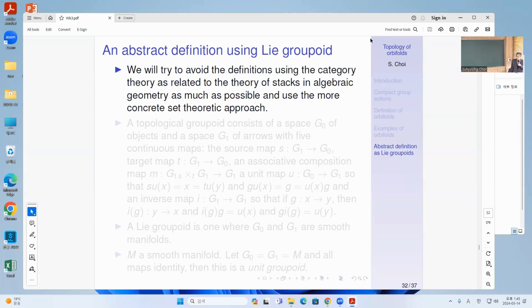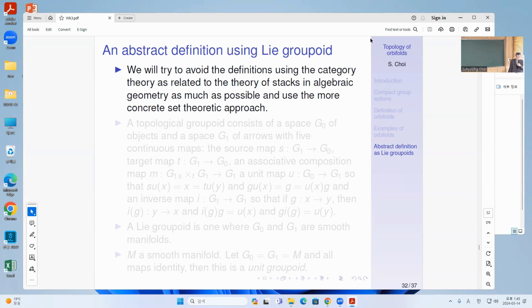Okay, so we'll begin the abstract definition using the groupoid. This is actually in the book, the Cambridge University Press, Adam's book. So I will give you the reference. This was in the first lecture. So the book by Adam.